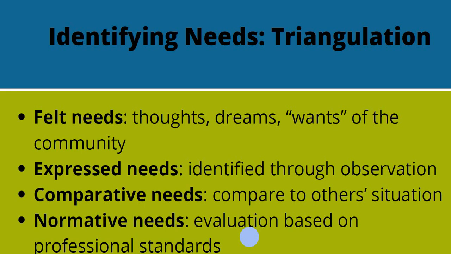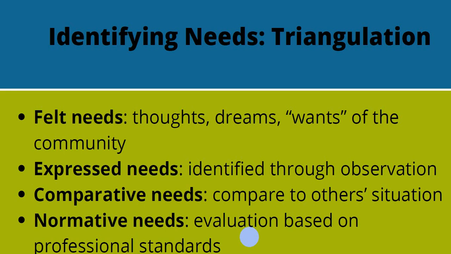Expressed needs relate to what you see the community actually doing. Sometimes actions contrast with or conflict with stated wants and needs, and using observation to identify expressed needs is an important part of the needs identification process. Comparative needs. This is the concept of comparing the situation in the community with the situation of others to determine whether a situation does need to be changed, improved, resolved, or whether the situation given others' situations is reasonable.